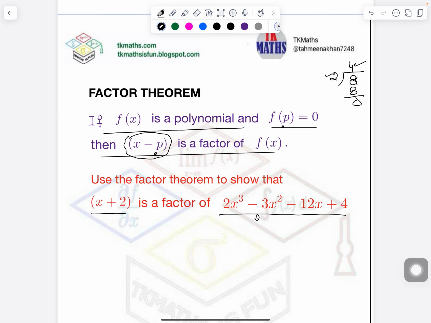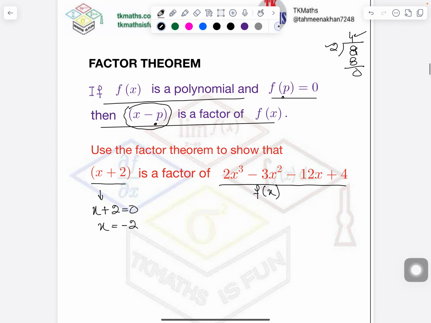So this is my function f of x. And from the divisor, because I have to show that x plus 2 is a factor of this function, I will get the value of x. The technique is put it equal to 0 and get the value of x. Now this value of x you will plug in here.